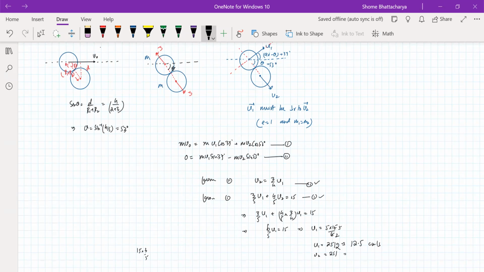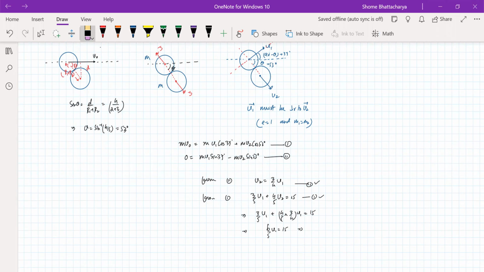We should be getting this as 9 actually. Something has gone wrong in our calculations. Just a minute, let me check this. So what we should be getting here is that V2 should become 9.